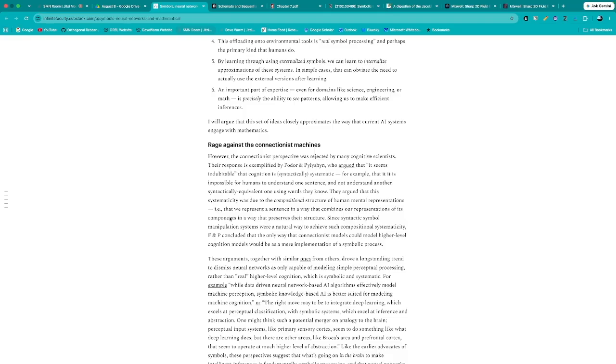Since syntactical symbol manipulation systems were a natural way to achieve such compositional systematicity, Fodor and Pylyshyn concluded that the only way connectionist models could model higher level cognition would be as a mere implementation of a symbolic process. These arguments, together with similar ones from others, drove a long-standing trend to dismiss neural networks as only capable of modeling simple perceptual processing rather than real higher level cognition, which is both symbolic and systematic.